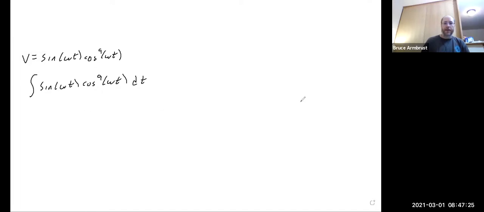All right, so Alexi's suggesting using cosine for our u, and I definitely agree. Now what you want to look for are the powers on these. If you have one that's odd, that's good because you can save one of those for your du. Since they're both odd, we actually can use either, but the far superior choice is to let u equal cosine of omega t.